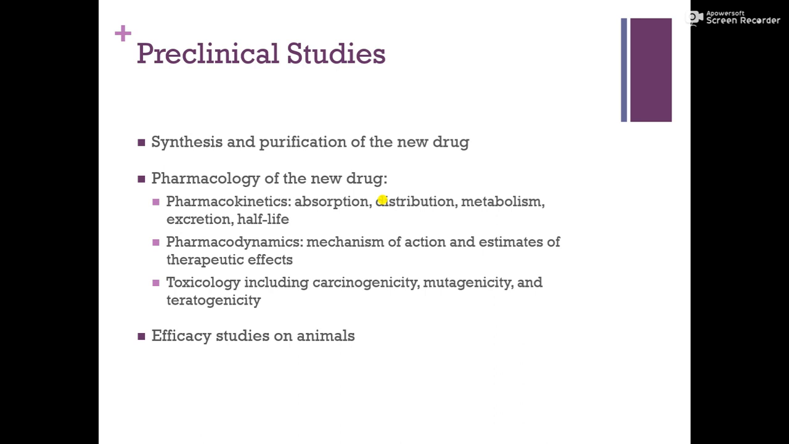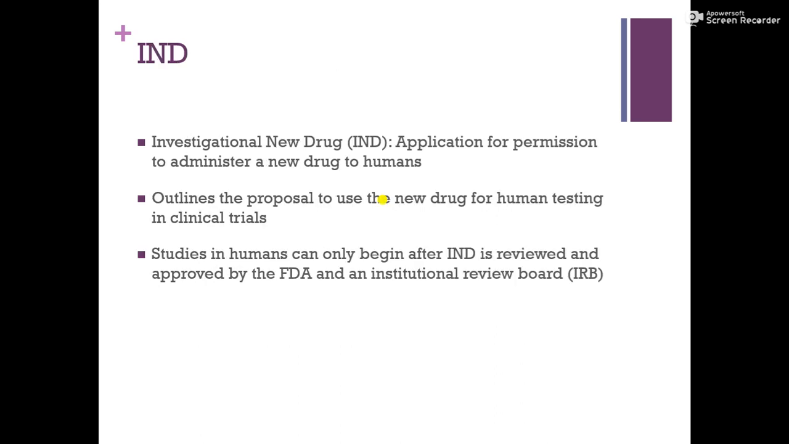Toxicology, including carcinogenicity, mutagenicity and teratogenicity. Whenever you are going to synthesize a new drug, you will have to investigate it in preclinical trials and review its toxicology: whether this drug will cause cancer, whether it will cause mutation, and whether it has a teratogenic effect, meaning developmental abnormality. So the drug should be checked from each and every aspect. The efficacy studies should be performed on animals. These are preclinical trials or preclinical studies.